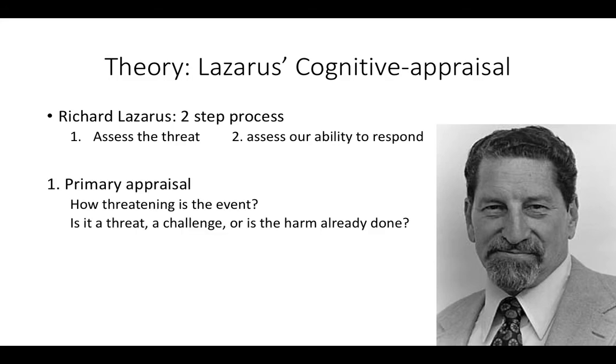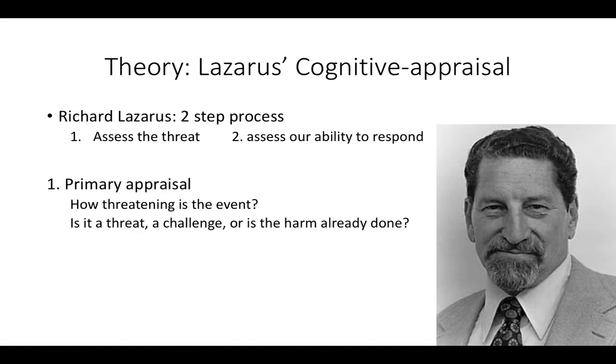So the primary appraisal is how threatening is the event to us, and do we see it as a threat or as a challenge, or is the harm already done? If you're driving and you suddenly have a deer run into the road, is that a threat? Yes. It's not a challenge unless you're a certain kind of driver.